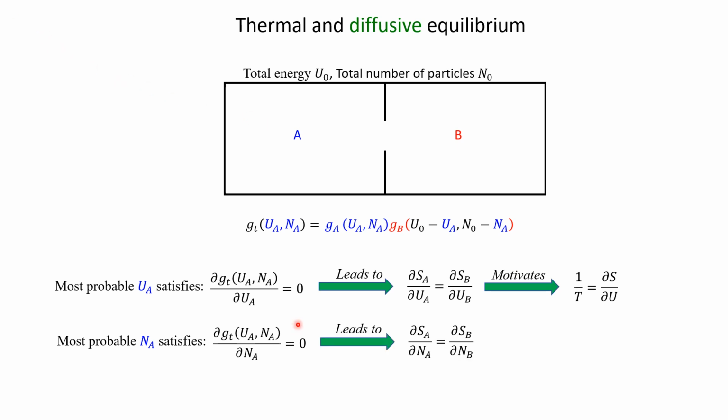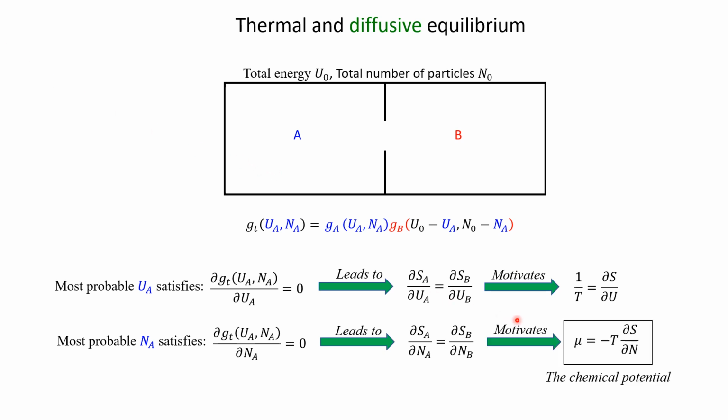Now, if we follow the same development for the number of particles, we find that the most probable number of particles satisfies the condition that the derivative of the entropy with respect to the number of particles must be constant across the system. So this is the condition characterizing diffusive equilibrium. In other words, it is the condition giving the most probable number of particles. And this condition motivates the definition of the chemical potential.